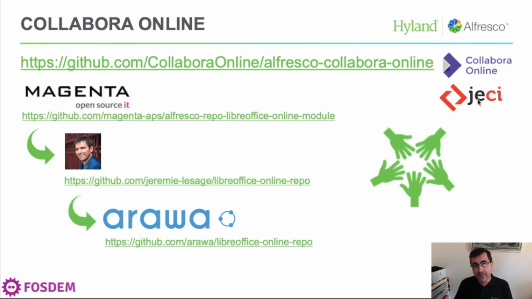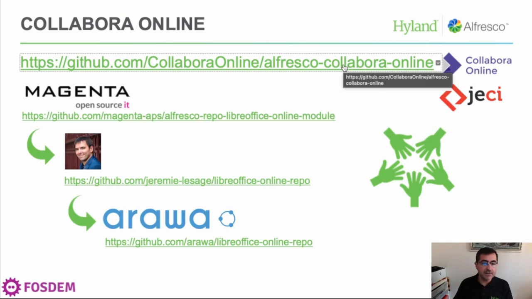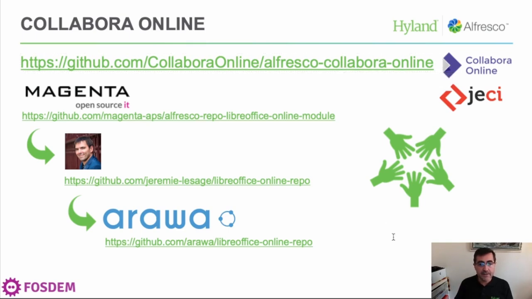But the nice thing about that is that this project is coming from Magenta, a Danish company, and this Danish company created some initial version. Then this developer, Jeremy Lesage from Yesi, created something better. Arawa came later to create something better, and finally all this previous work was consolidated in the Alfresco Collabora Online, that is currently the version we are using.